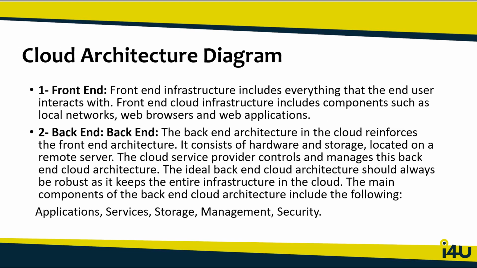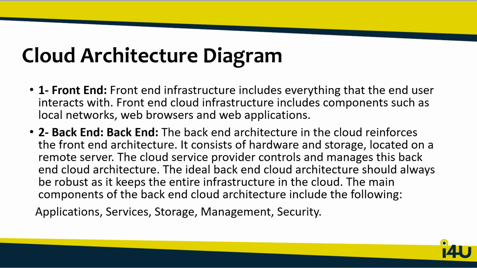Cloud architecture diagram. 1. Front end. Front-end infrastructure includes everything that the end user interacts with. Front-end cloud infrastructure includes components such as local networks, web browsers, and web applications.